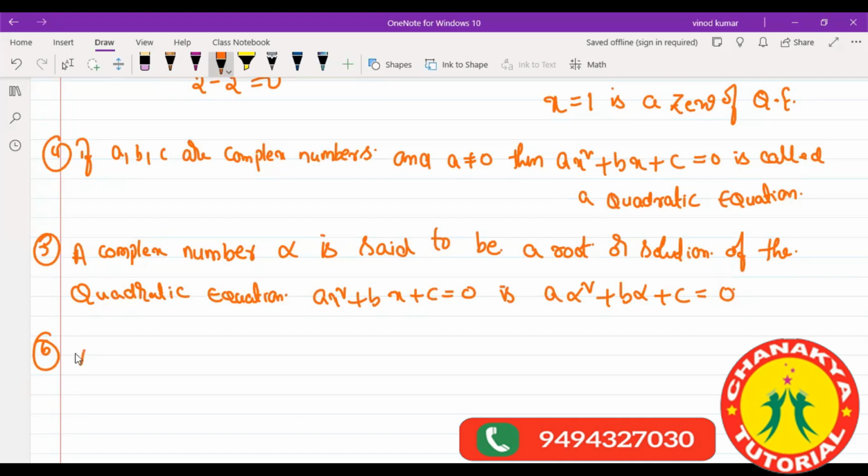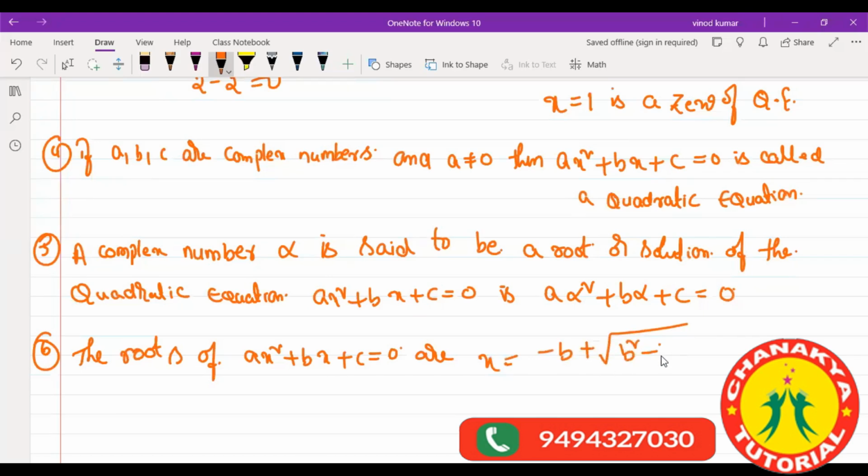Now the general formula for getting the roots of ax square plus bx plus c equal to 0 is x equals minus b plus square root of b square minus 4ac by 2a. This is one root. Another root is minus b minus square root of b square minus 4ac by 2a. These two are the general roots of this equation.